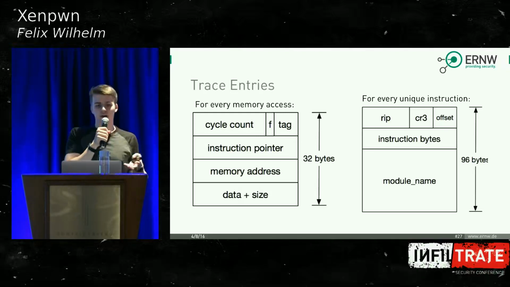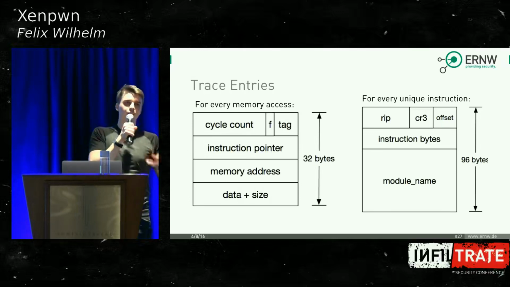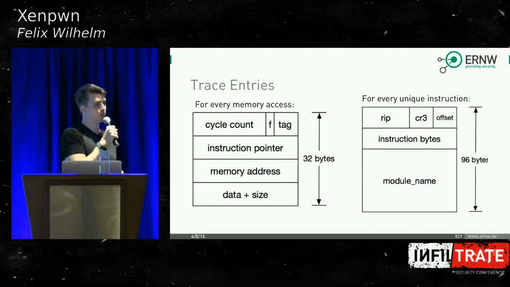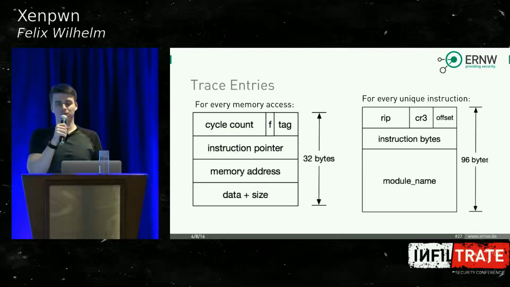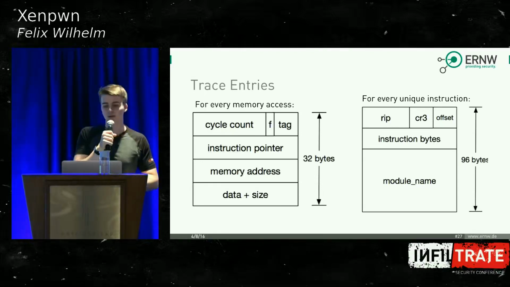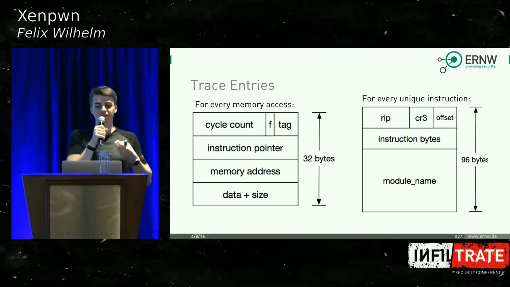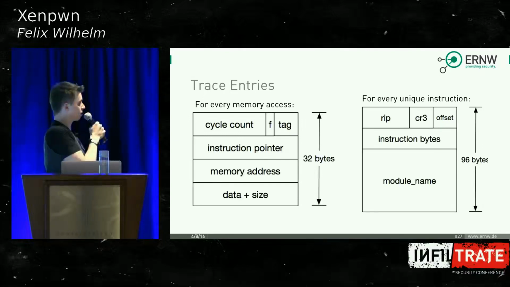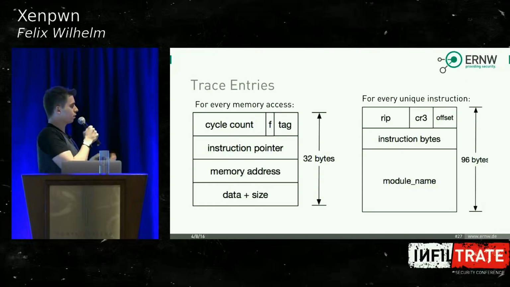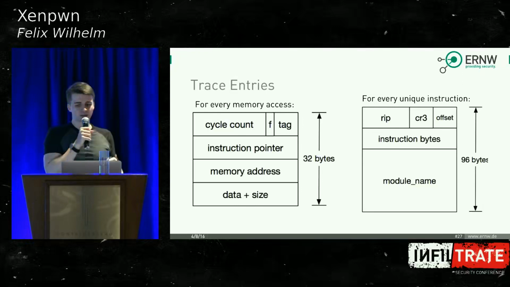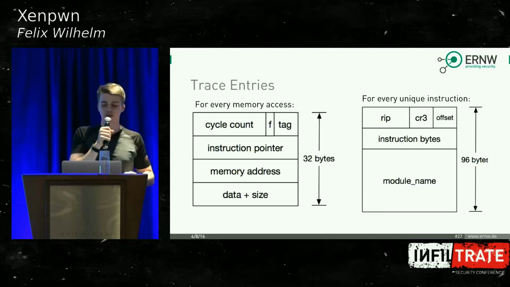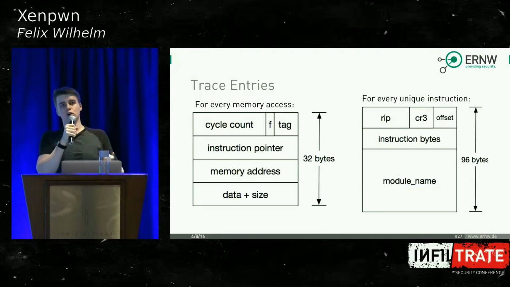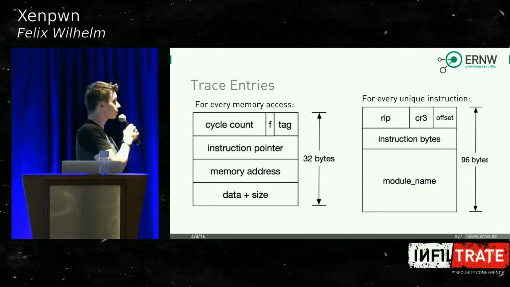And then, in theory, I could log what kind of data is written or fetched from the shared memory. I don't need that for my double fetch analysis, so the data field is just zeros. But this is extendable, so if you have an analysis where you need access to the memory content, you can use this as well. And then for every unique instruction that performed a memory access, we store a second trace entry, which just gives us the instruction bytes, so we can later on disassemble it again and look at what kind of instruction it is, as well as the module name, the kernel module where it's coming from.